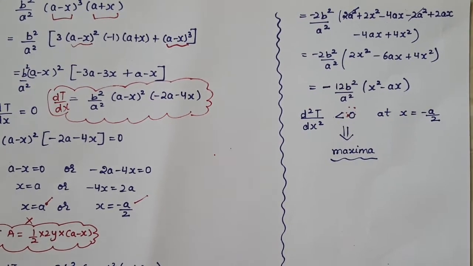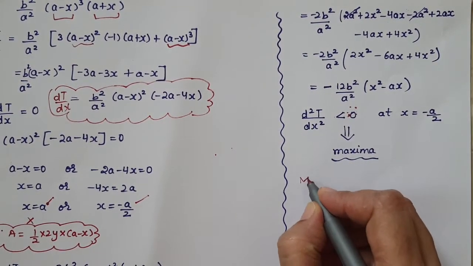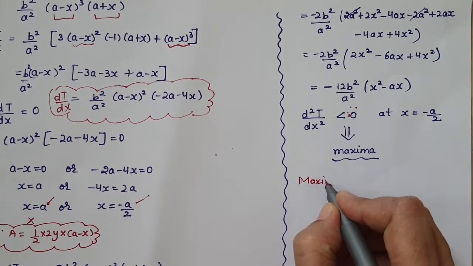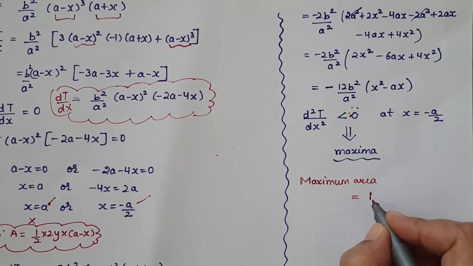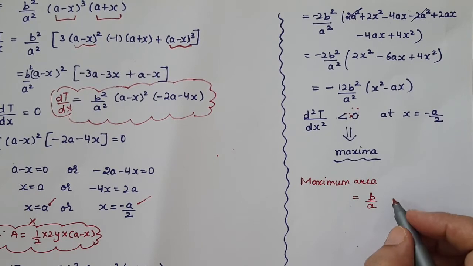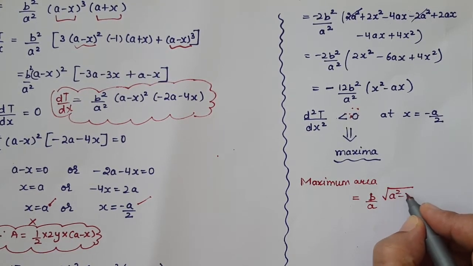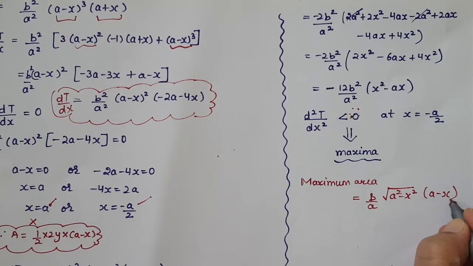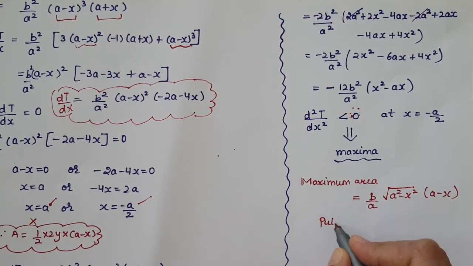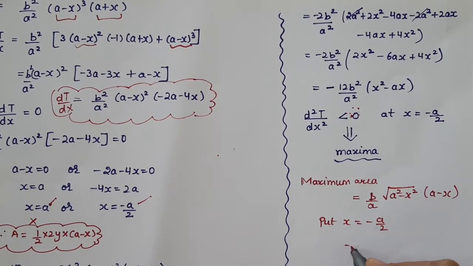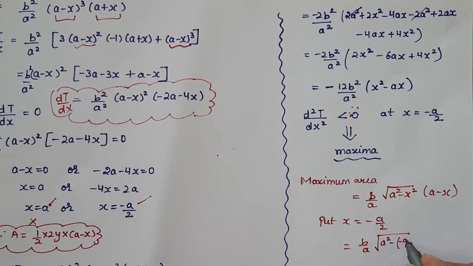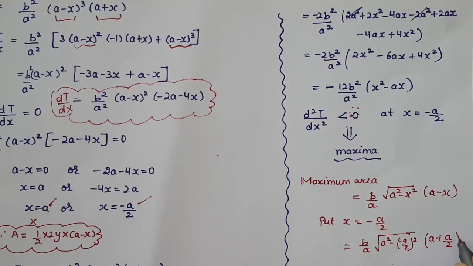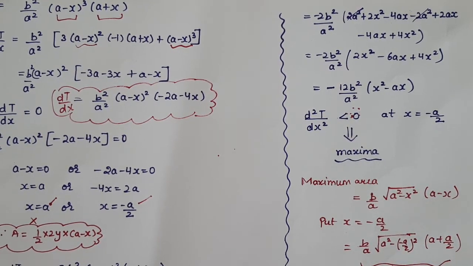Now in the question you have to find the value of maximum area as well. So maximum area will be, we had the value of area coming out to be b by a root of a square minus x square, times a minus x. So here we will just put x as minus a by 2 and simplify this equation. Just substitute x as minus a by 2 and simplify this. So you will get your answer.